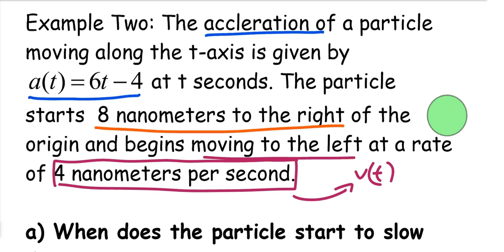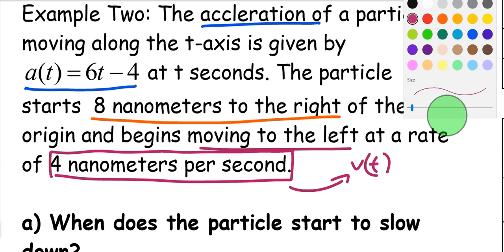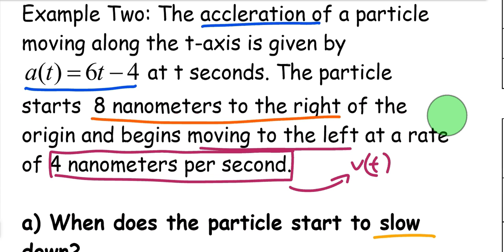Let me see if I can zoom out here a little bit. So, we really want to underline the slow down part because that's what we're trying to ask for. And we want to figure out when does it slow down. So t is equal to what? At what point in time does t equal when the particle starts to slow down?